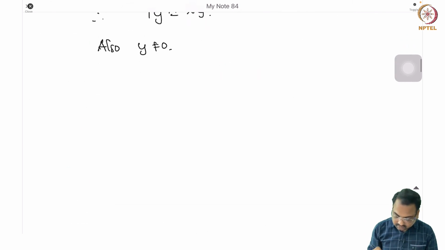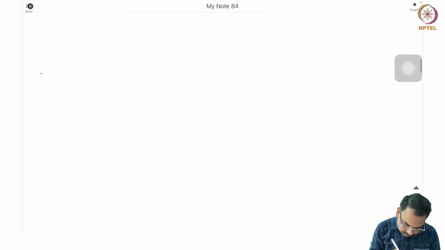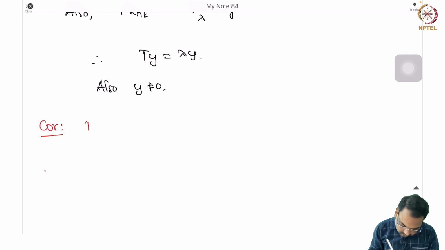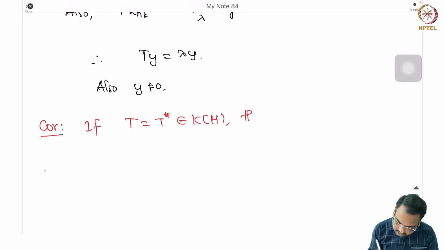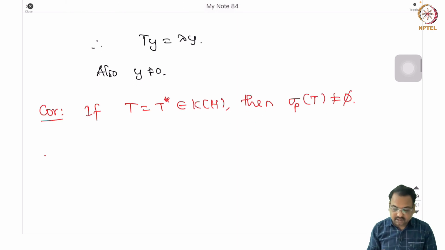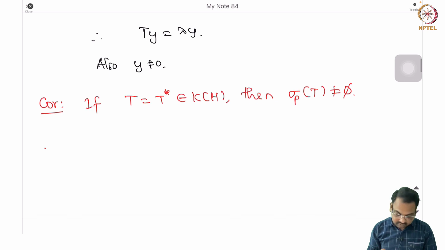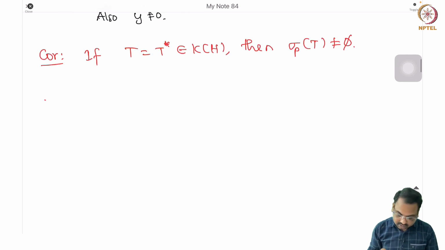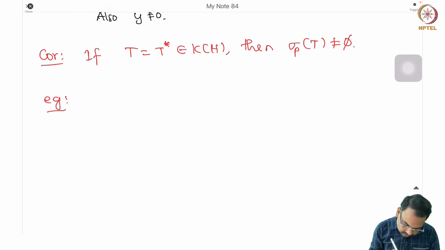So the point spectrum of T is non-empty. Corollary: if T is compact and self-adjoint, then the point spectrum of T is non-empty. But this is not the case all the time. We have seen that if you drop the self-adjointness, we can get a compact operator such that the point spectrum is empty. So let us look at one example.